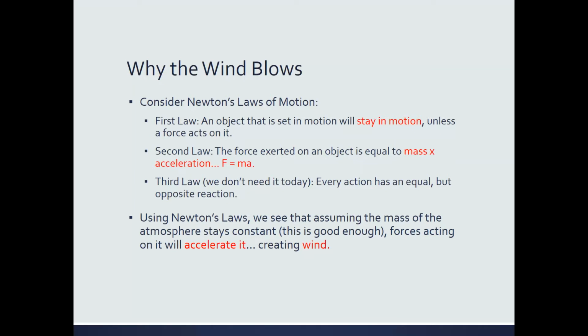So, using these first two laws, we see that assuming that the mass of the atmosphere stays constant, forces acting on it accelerate it. And this is what creates wind. So if we assume that the mass of the atmosphere stays constant, force is proportional to acceleration. Therefore, forces accelerate the wind.